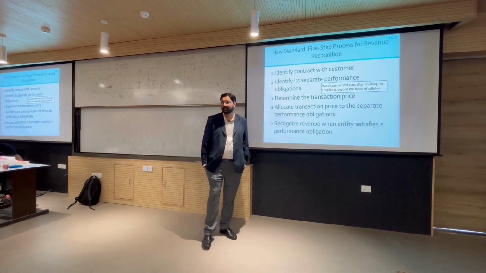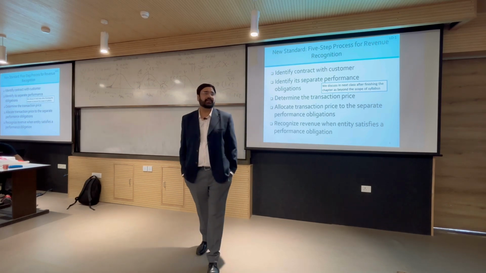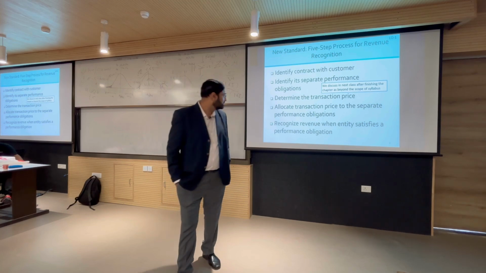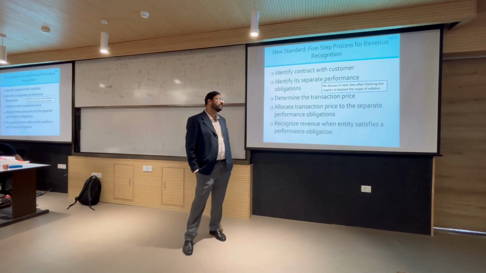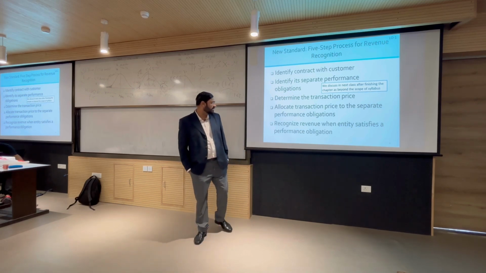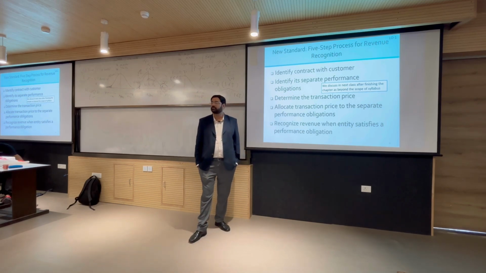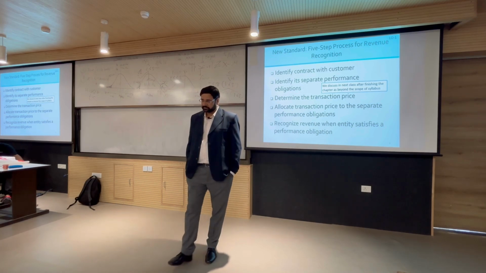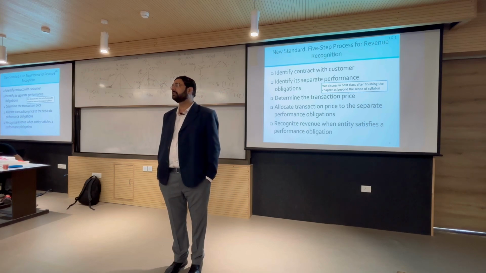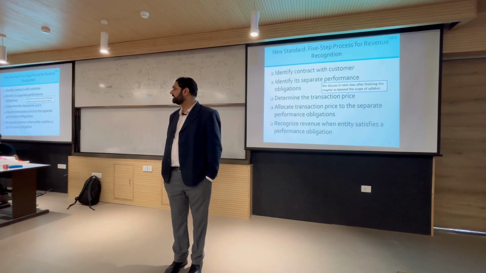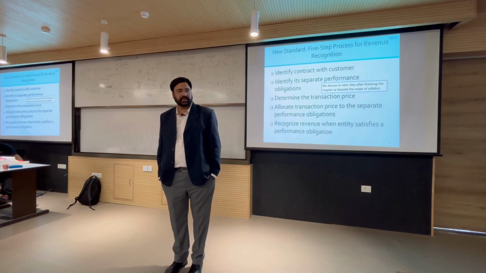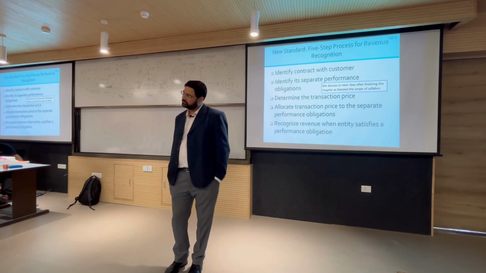Determine the transaction price. The price of the jug is 100 rupees, the price of the laptop is 50,000, and the total price was 50,100. Allocate the transaction price to the separate performance obligations: the jug is 100, the laptop is 50,000. Recognize revenue when the entity satisfies the performance obligation. So, when I delivered the jug, I recognized the revenue for the jug, 100 rupees. One month later, when I delivered the laptop, I recognized the revenue for the laptop, 50,000.